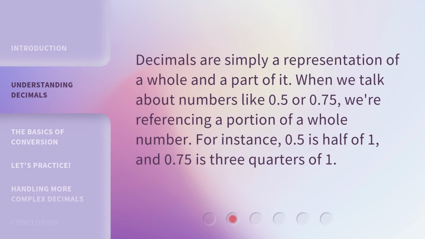Decimals are simply a representation of a whole and a part of it. When we talk about numbers like 0.5 or 0.75, we're referencing a portion of a whole number. For instance, 0.5 is half of 1, and 0.75 is 3/4 of 1.